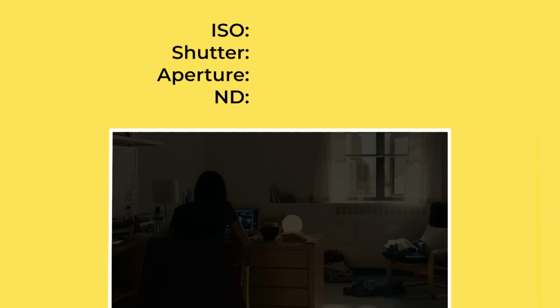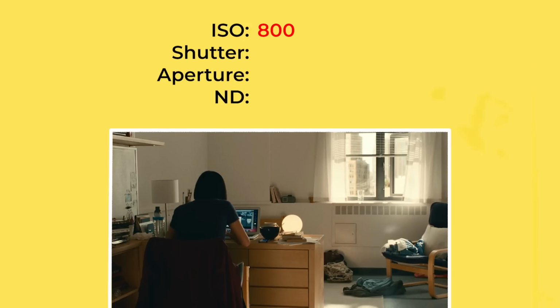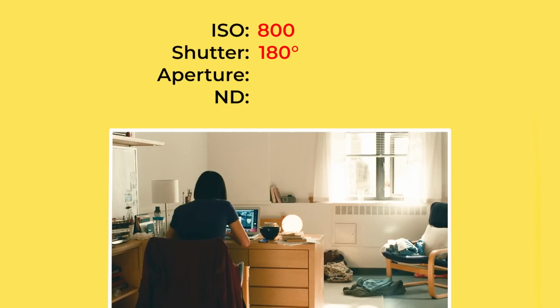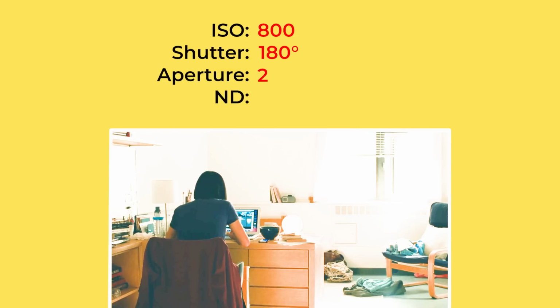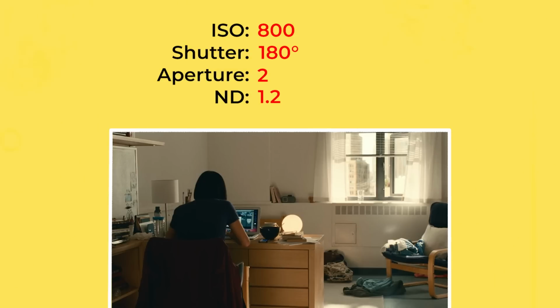So most cinematographers will set the camera with a consistent ISO to keep the same grain, shutter to keep the same feeling of motion, and aperture to keep a shallow depth of field for most shots, then use ND filters to cut down on how much light enters the camera.